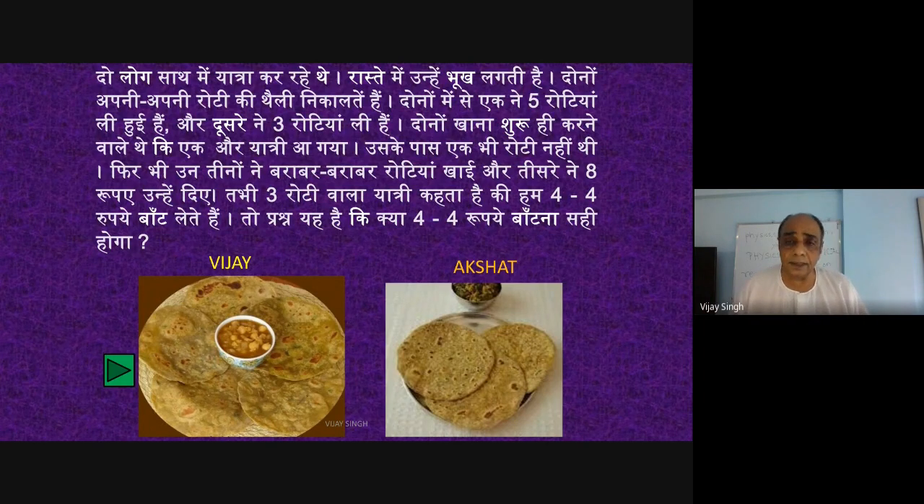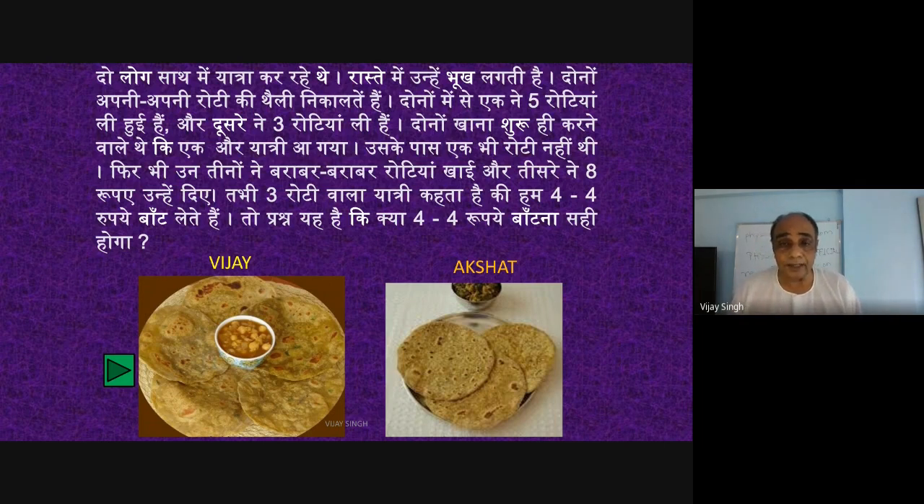Meanwhile, a third traveler arrives. Her name is Ranjana, and the two of them decide to share their joint lunch. I mean, 5 plus 3, 8 rotis, shared equally between the three of them. After eating the lunch, Ranjana, she's not a freeloader, leaves 8 rupees with them and says, please take this as my contribution towards the lunch.